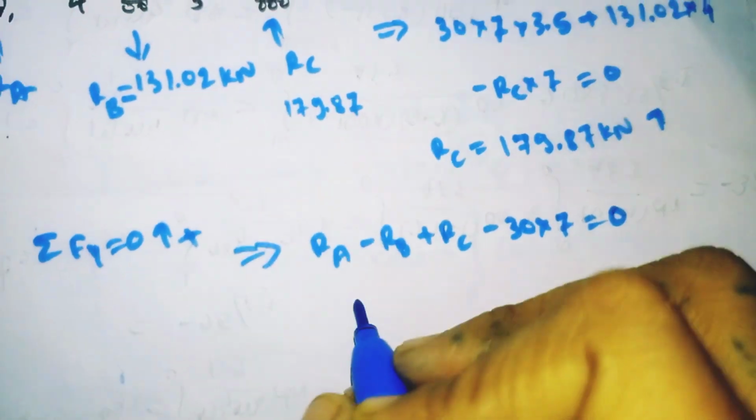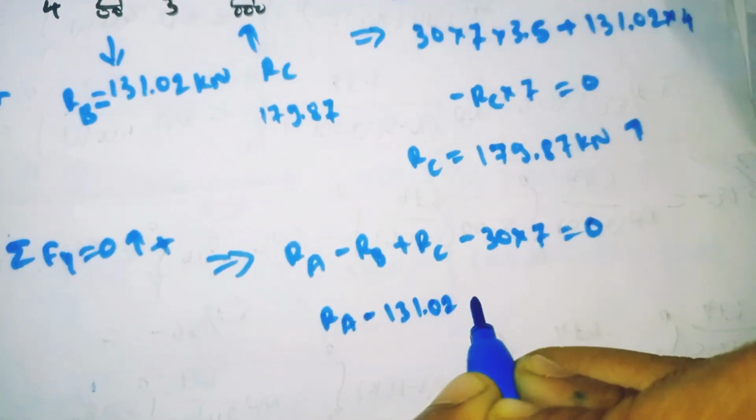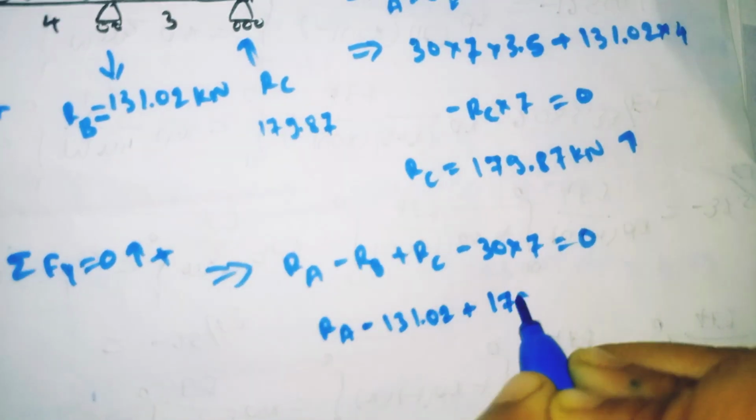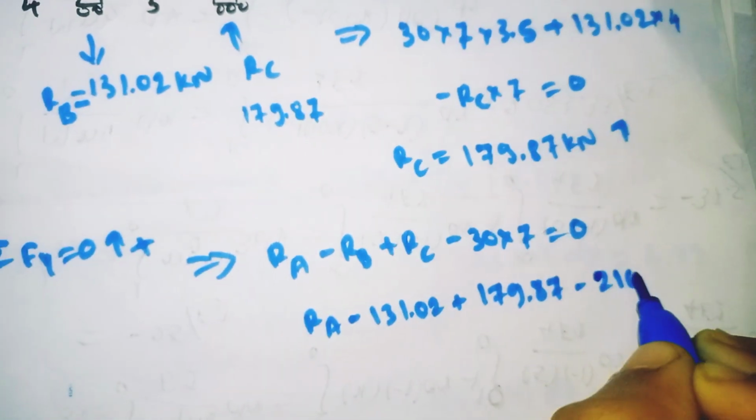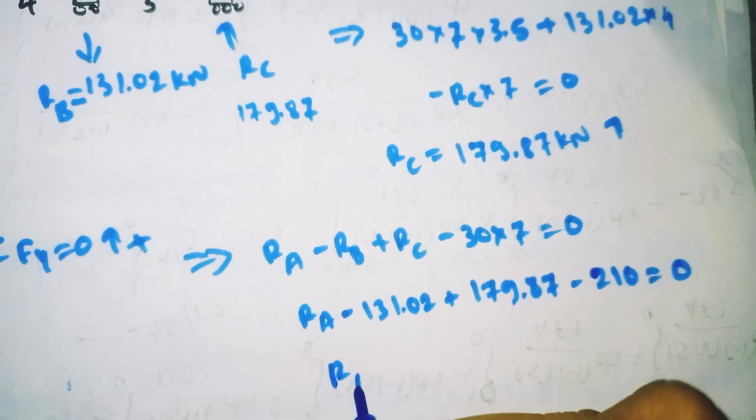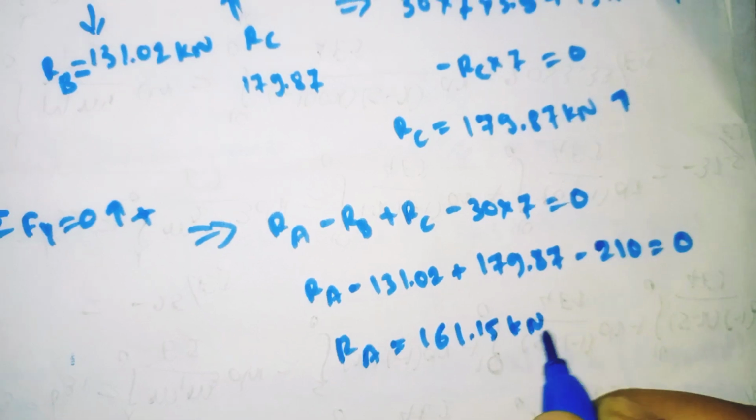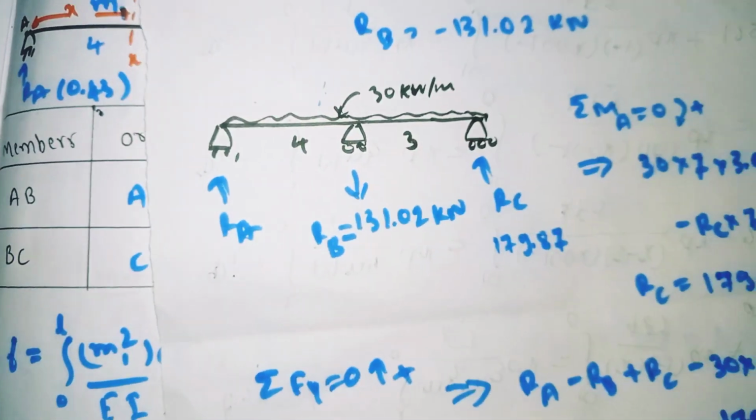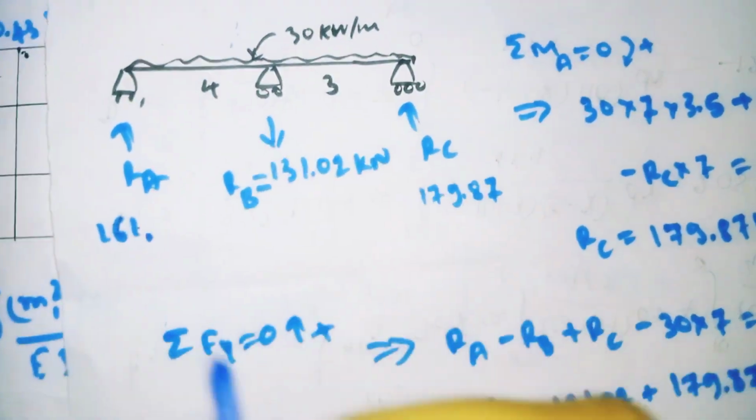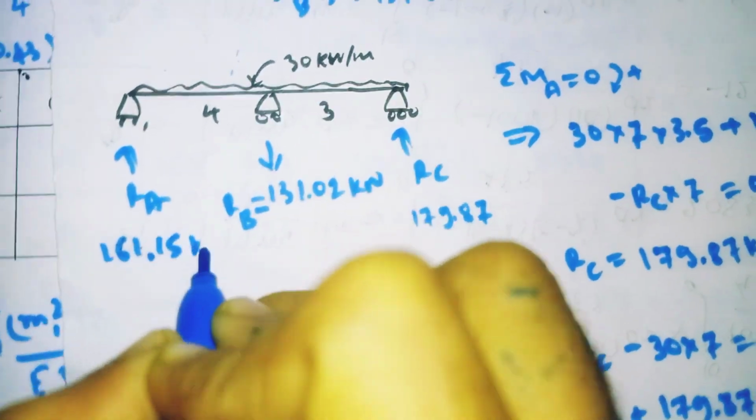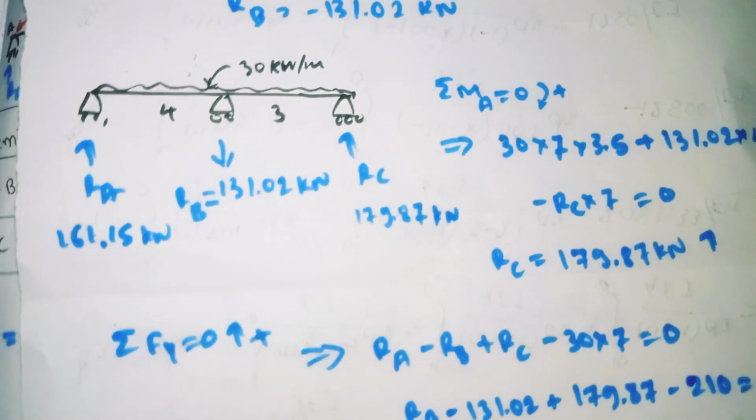So now substitute all the values. RA minus RB, we got 131.02, plus RC value is 179.87, minus 210 is equal to 0. So now solve it. Our RA value will come out as 161.15 kilonewton. It is also going upward. It means whatever the direction we have taken here is right. RA value is 161.15 kilonewton. And now we got all the values RA, RB and RC.